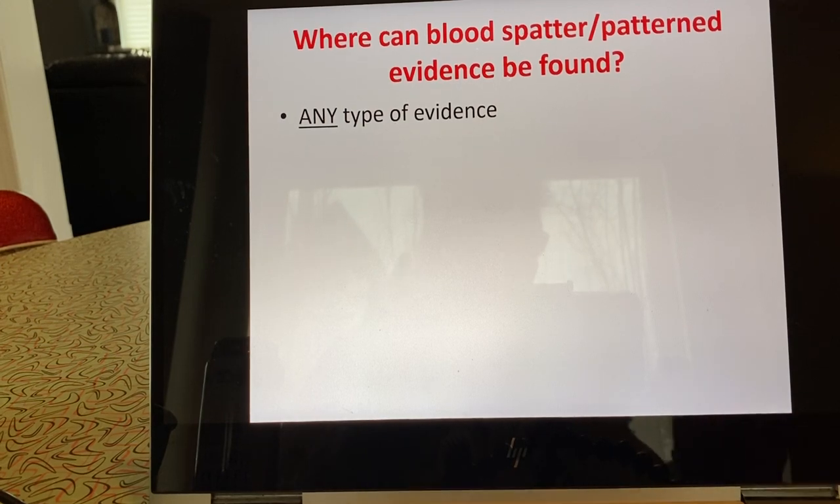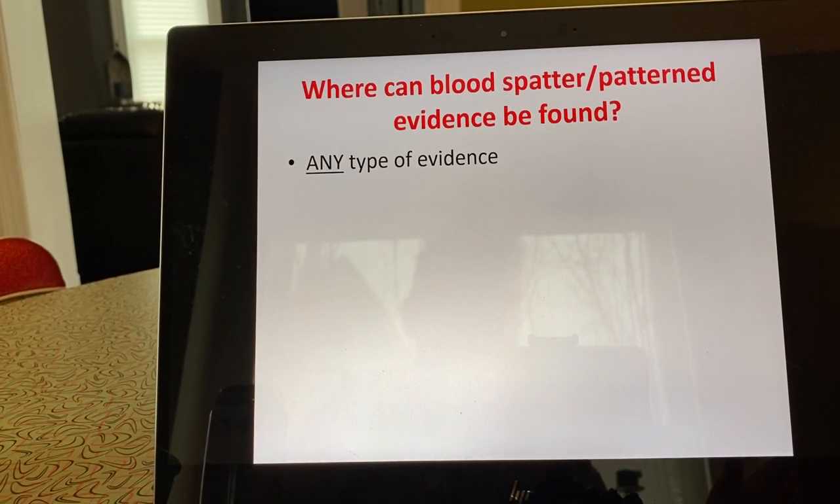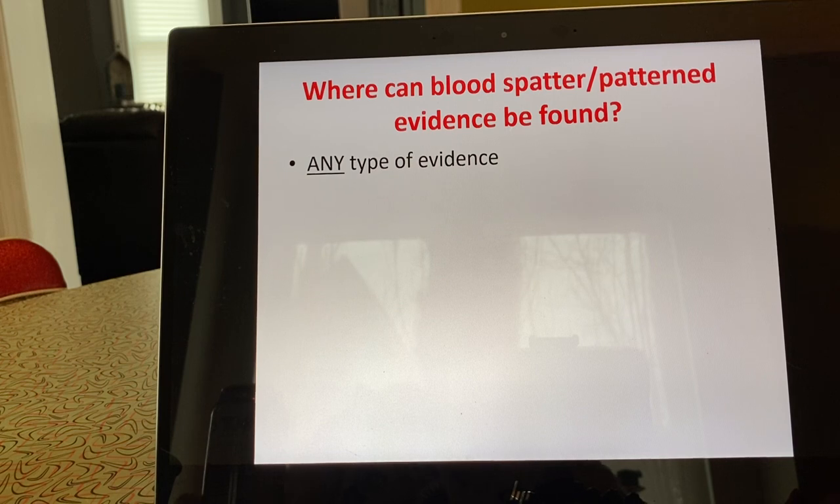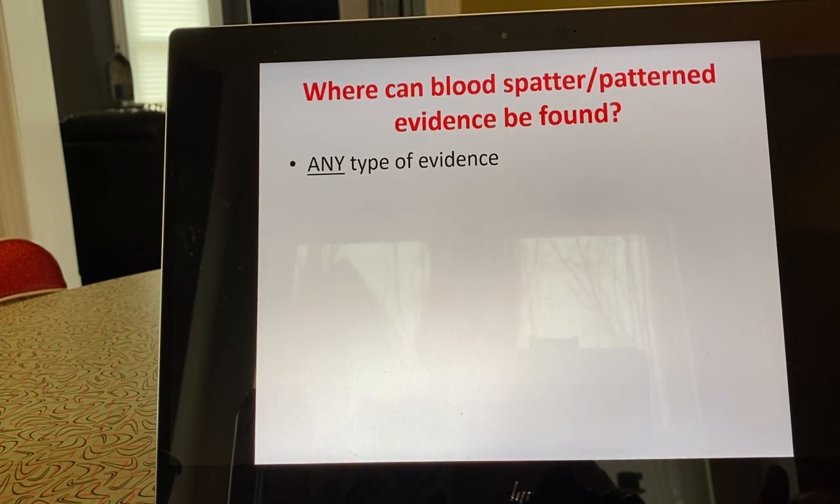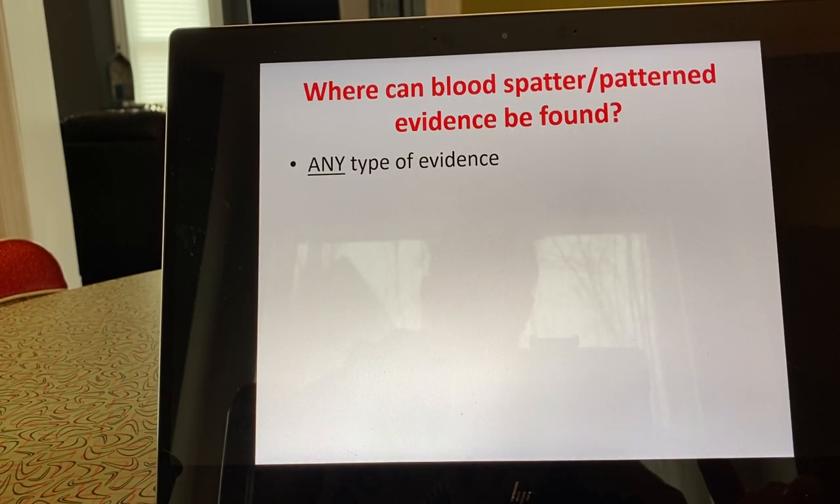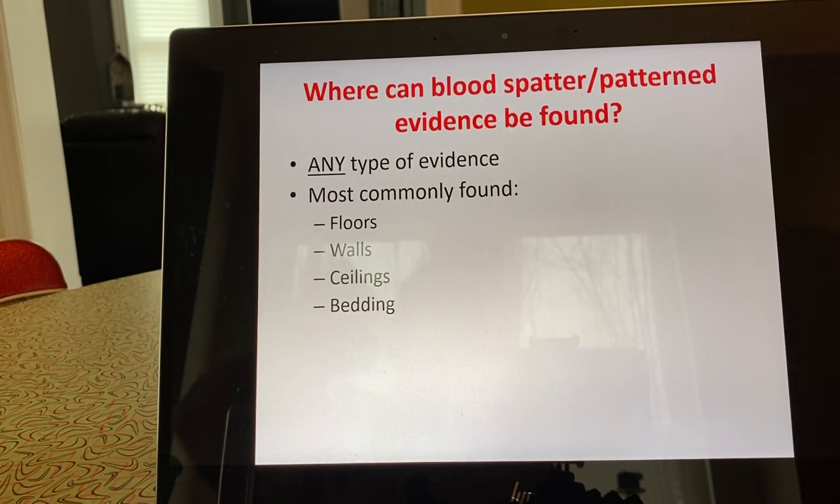Okay, so where can it be found? Well, we learned in physical evidence that, Lord knows, anything that exists could potentially be physical evidence. And it's certainly not any different for blood spatter. But if we look at the most common evidence types, blood spatter tends to be found most commonly on floors, walls, ceilings, and bedding. Ceilings especially, you see a specific type of spatter called cast-off spatter, which we will get to in PowerPoint number 2.